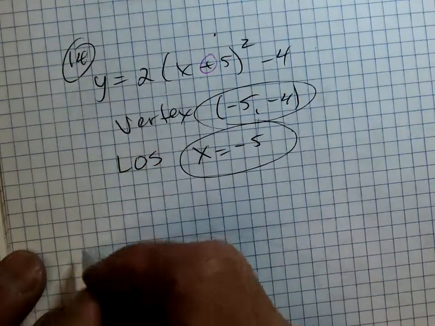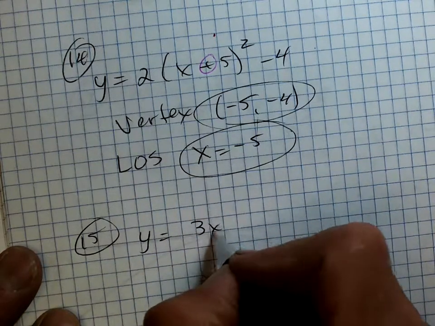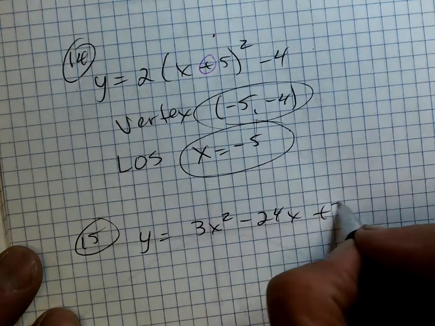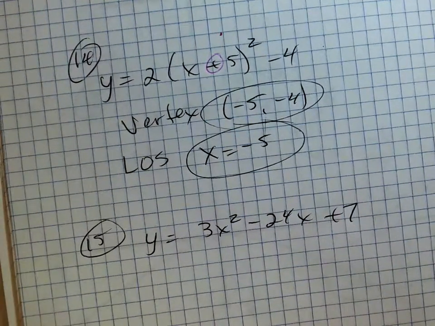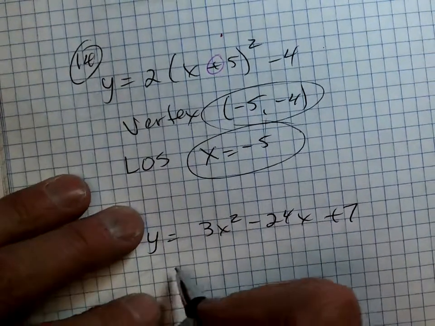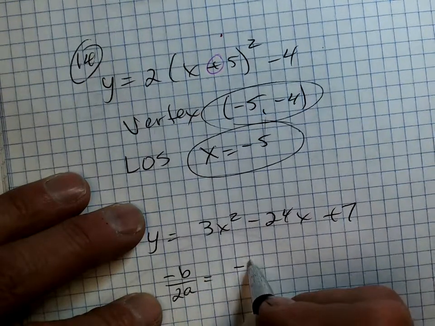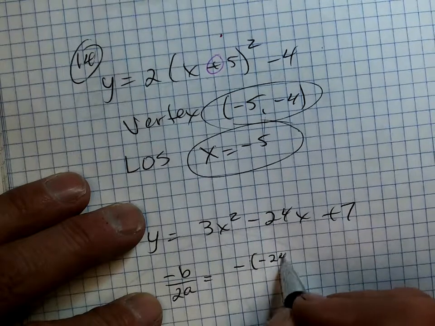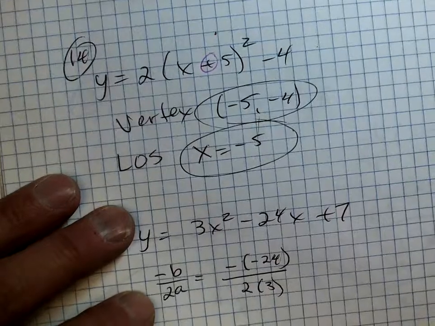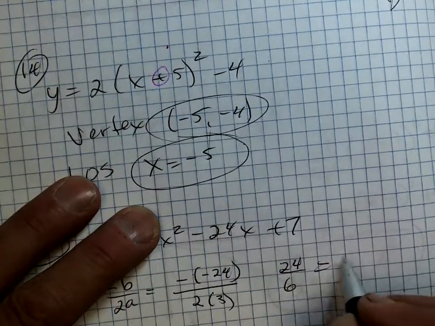15. Getting there. So, y equals 3x squared minus 24x plus 7. Okay, we have a b. My b is negative 24. Anytime we have a b, we're going to have to use our negative b over 2a, which is going to be a negative negative 24 over 2, and a is 3. Okay, so let's see what we get. Negative 24 is a positive 24 over a 6, so we get 3.